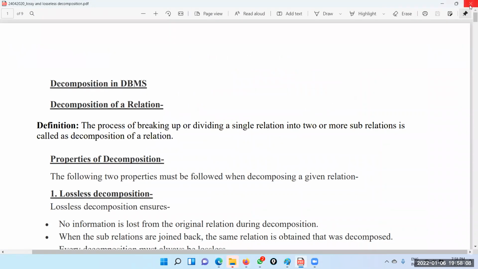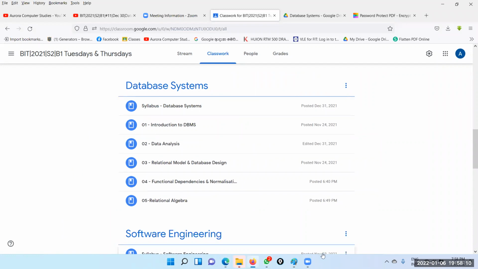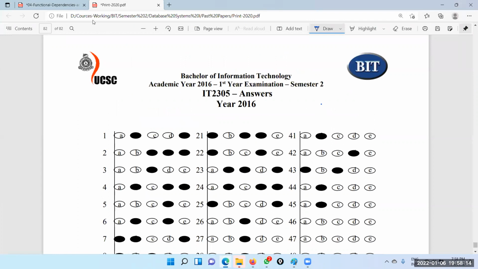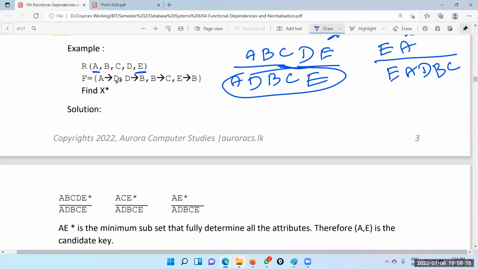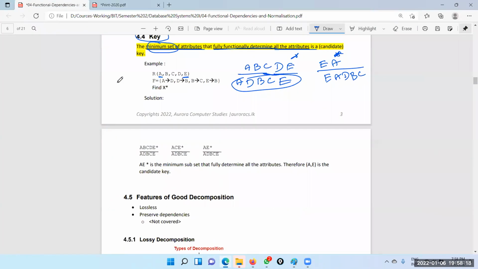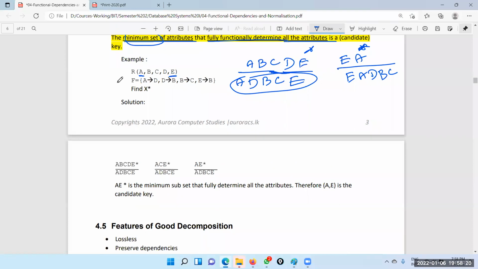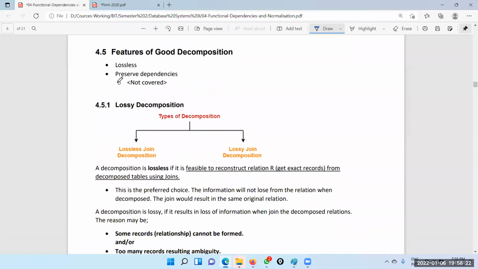Okay. So this, I told you, is something you must be able to understand 100%, not just 70%. Right now we are moving to another topic, that is features of good decomposition.